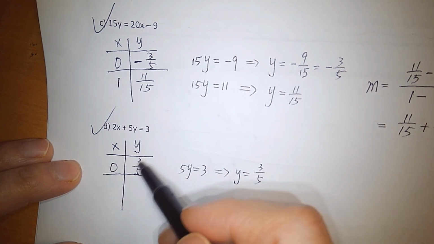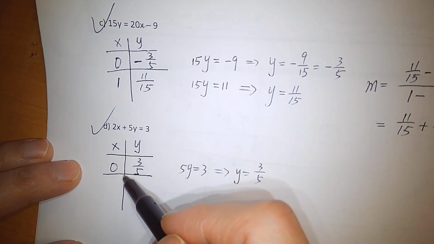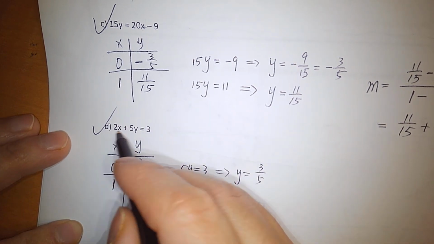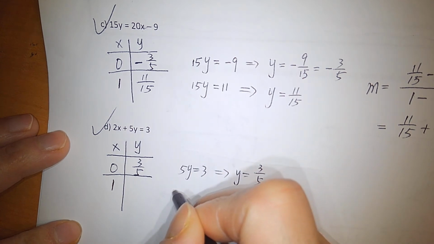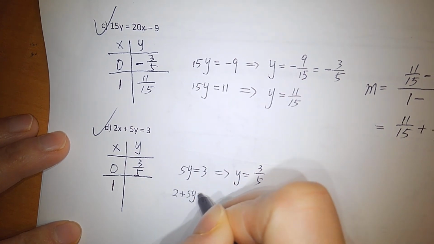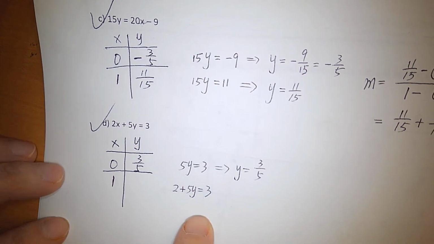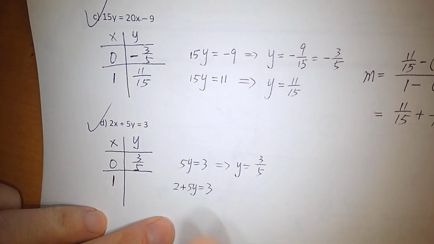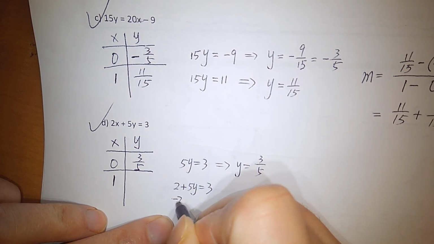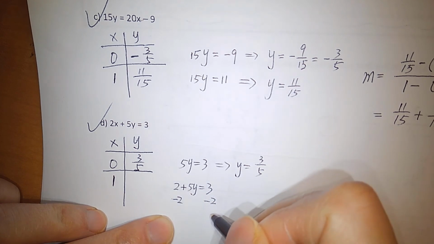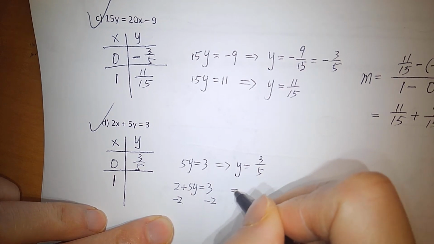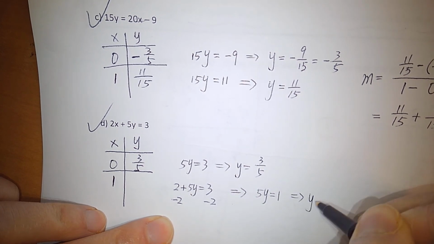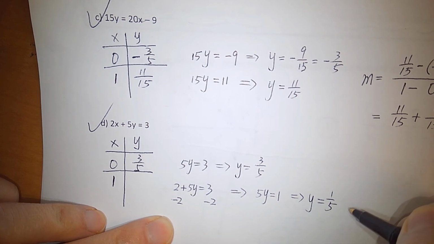Actually, these are arbitrarily chosen. The x value you can arbitrarily choose. So how about we choose x equals 1 again? x equals 1. We should have 2 times 1 is 2 plus 5y equals 3. Then to solve for y, what do we do? Subtract 2 from both sides, right? It gives us 5y equals 1. And then this implies y equals what? 1/5.